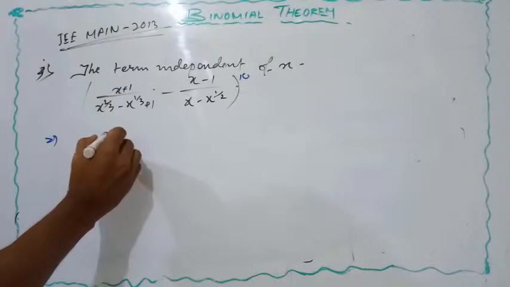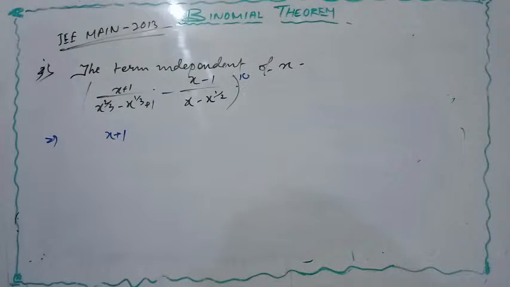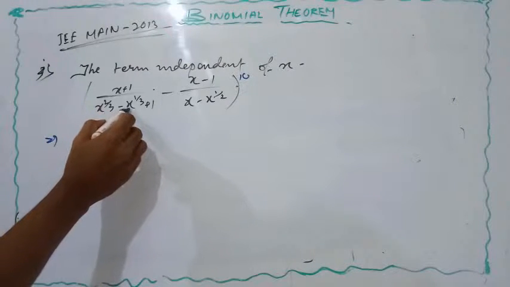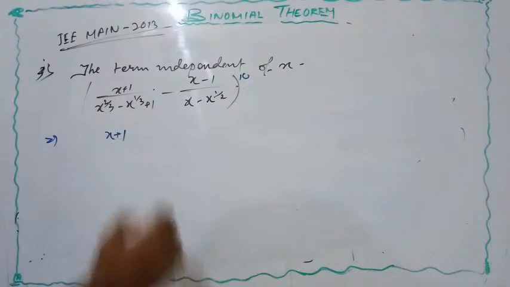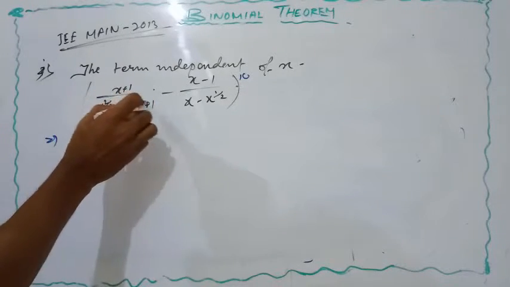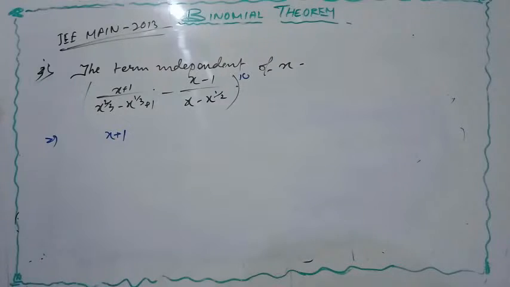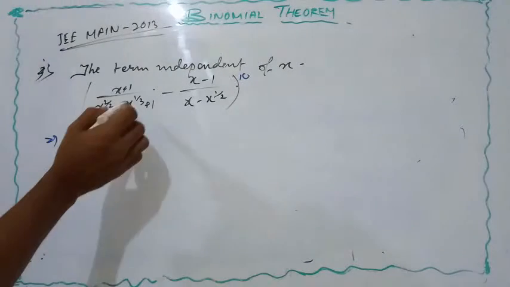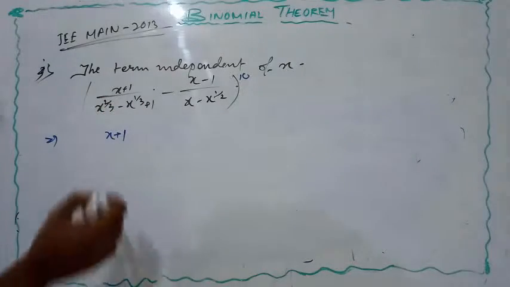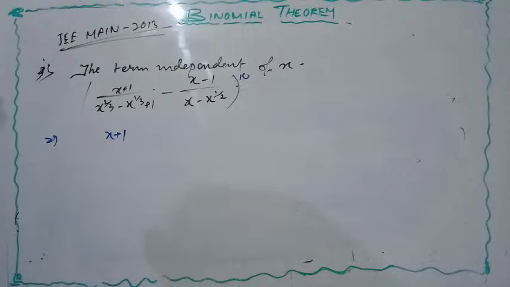See here, it is given x plus 1, right? And in the denominator, it is given x to the 2 by 3 minus x to the 1 by 3 plus 1. So if we somehow can cancel out this term, then this question can be solved very easily. So how can we manage this term? So let's see. So this is x plus 1.